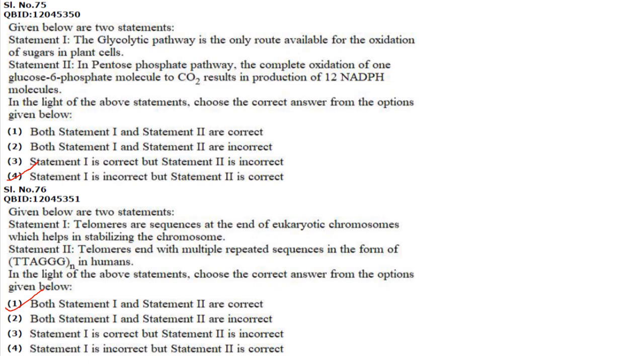Then next one. Telomeres are sequences at the end of the eukaryotic chromosome which help in stabilizing the chromosome. That is correct. Telomeres have multiple repeated sequences in the form of TTAGGG repeats in humans. That is also correct. So both the statements 1 and 2 are correct.